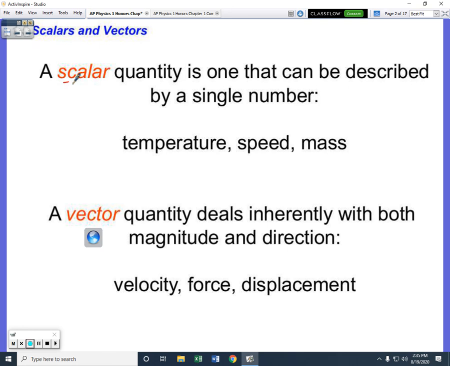Scalars, for us, are any quantities that only can be described, or only need to be described, by a single number or a magnitude. Temperature is a great example. If I say that the temperature is 78 degrees Fahrenheit, that's all I need. There's nothing extra that gets added to it.